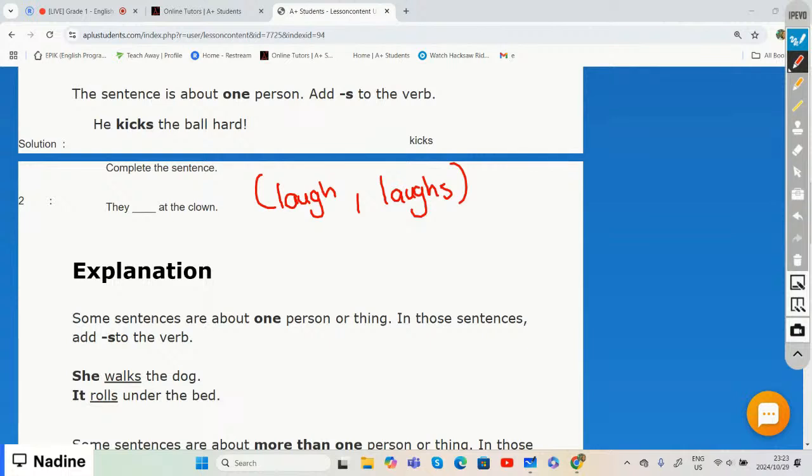And if we remember, we said that if more than one person does something, then we do not add an s. So we say they, meaning more than one person, laugh at the clown, because we don't add an s to that verb if more than one person does something. But well done for trying.